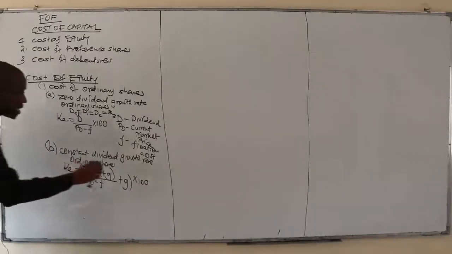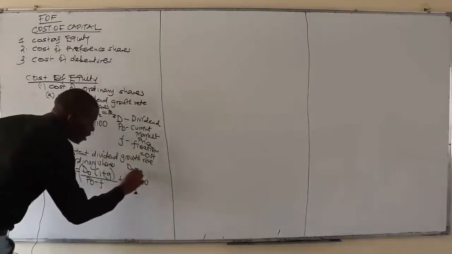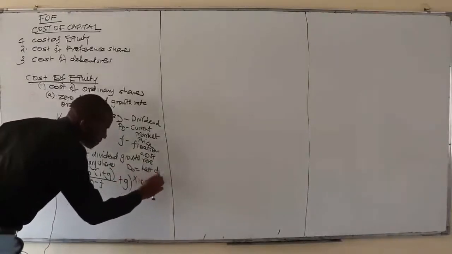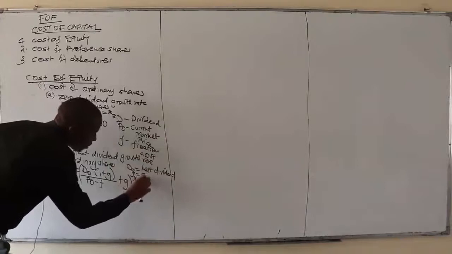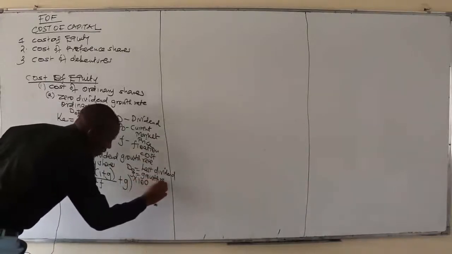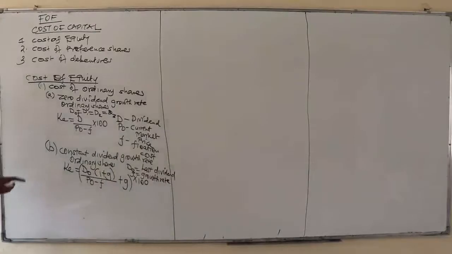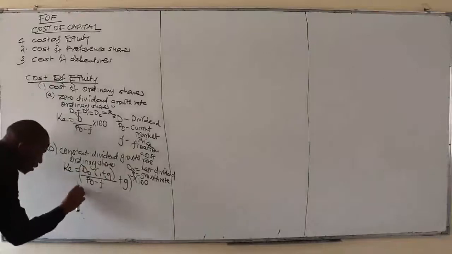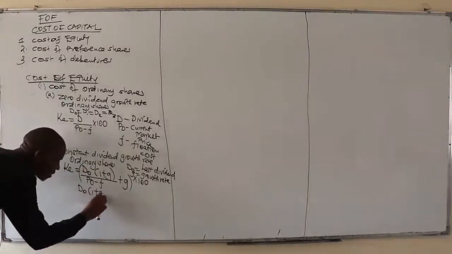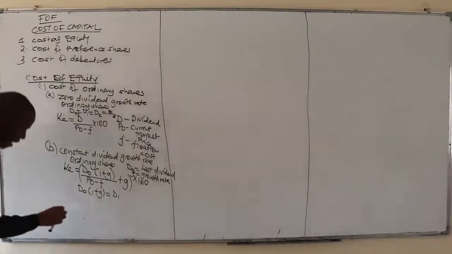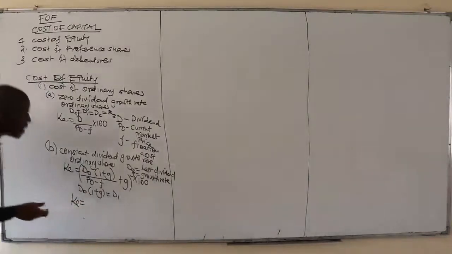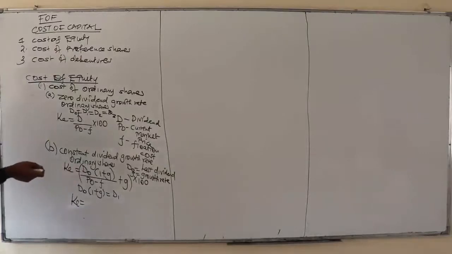In this case, D0 is the last dividend, and g is the growth rate. When you take D0 (1 plus g), it gives you the next dividend, which is D1. The next dividend is also the expected dividend. Therefore, you may also be given the next dividend instead of the last dividend.